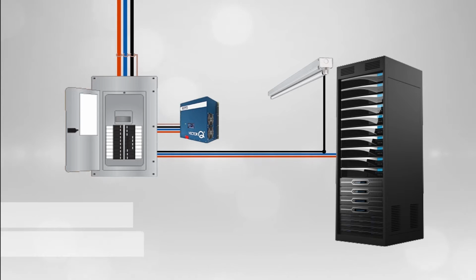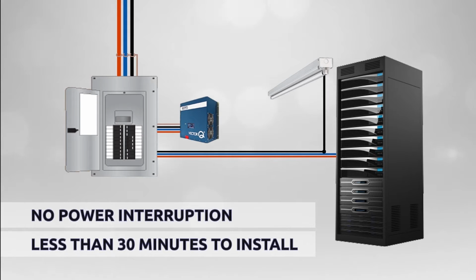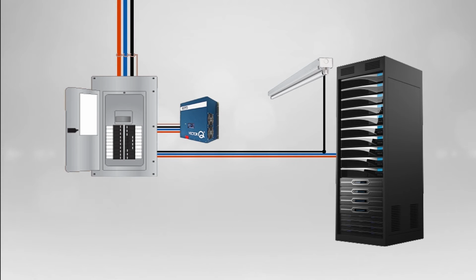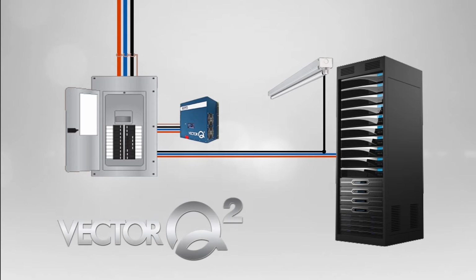An important note: typical installation of the Vector Q2 power controller does not disrupt power and takes less than half an hour. The Vector Q2 power controller acquires the input from the current transformers, corrects the electricity with subcycle correction, and displays the data in our user interface.